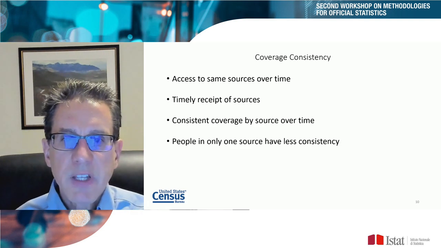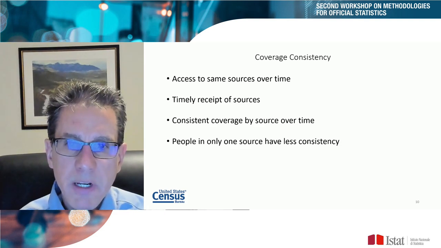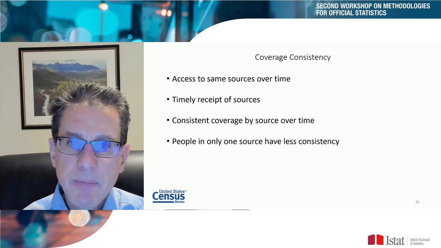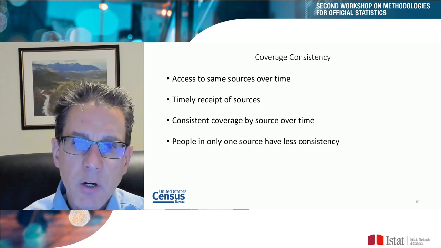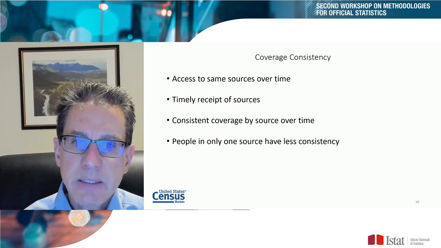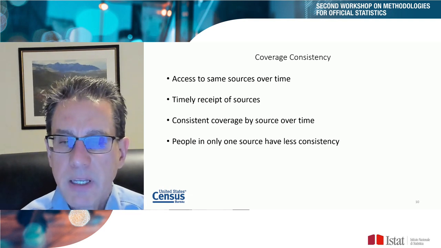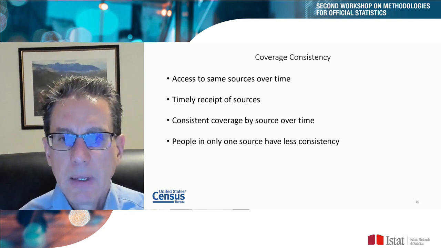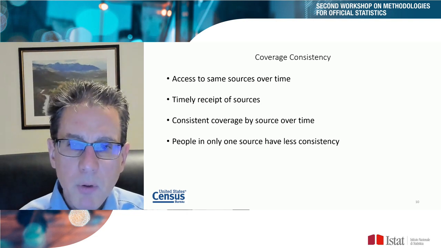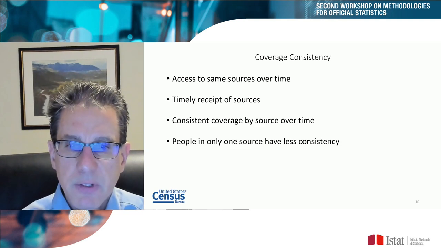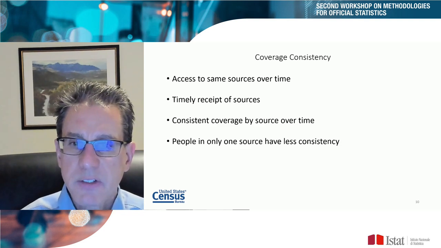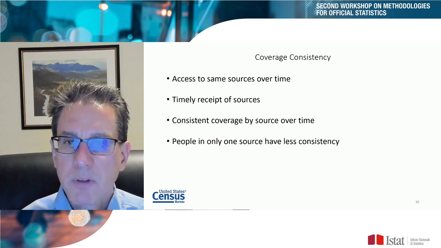So, coverage consistency. You want to have access to the same sources over time, but we don't always. We don't always receive sources on time to produce our estimates, and any individual source can change over time in the people that it covers. We've found that people who are in only one administrative source are more likely to come in and out of administrative data, and that's going to lead to less consistency in our estimates. Next slide, please.